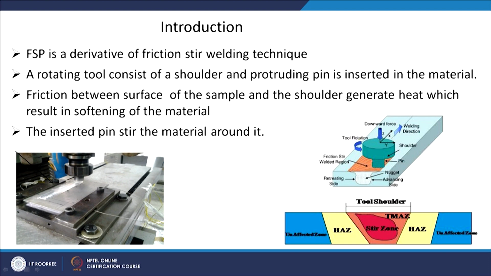Of course, this material flow is a very complex phenomenon, and a lot of work is going on in understanding the material flow. But in a layman's language, it is like this: you are continuously bringing the front material to the back as the tool is moving, and because the material is getting stirred around the pin, you impose a lot of strain. The strain rate is of course related to the RPM. So at very high strain rate, and of course there is a temperature involved, it is a very typical self-generated thermomechanical processing.